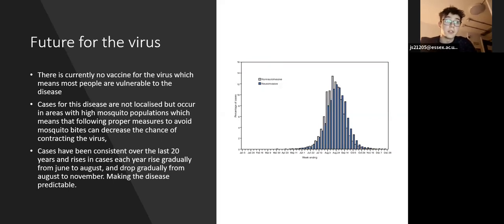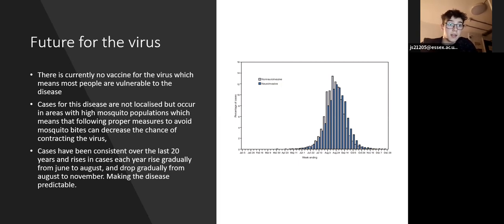And finally, the future of this virus. There's currently no vaccine, which means people are vulnerable to the disease. Cases for this disease are not localized, but occur in areas with high mosquito populations, which means that following proper measures to avoid mosquito bites can decrease the chance of contracting the virus.